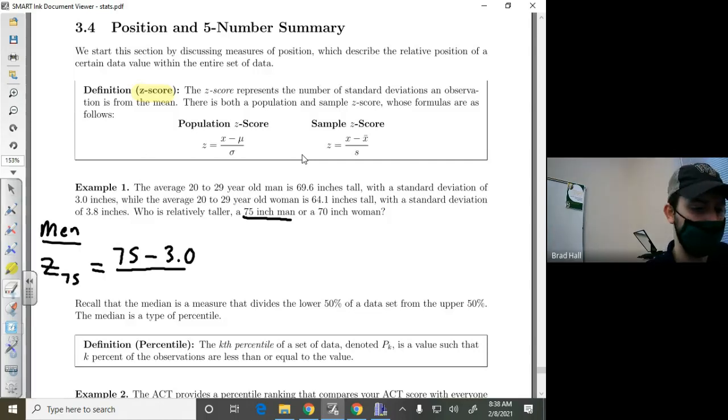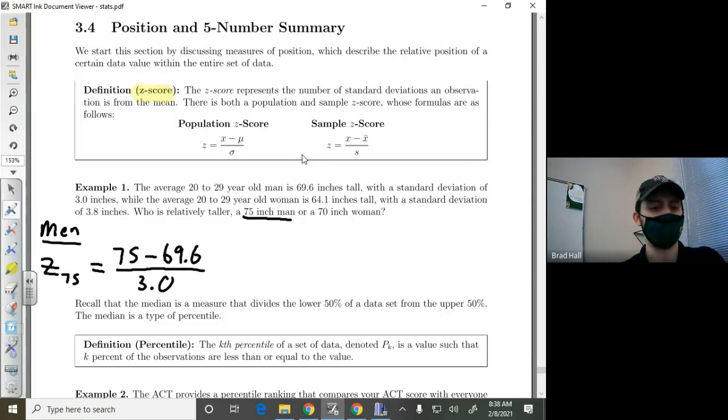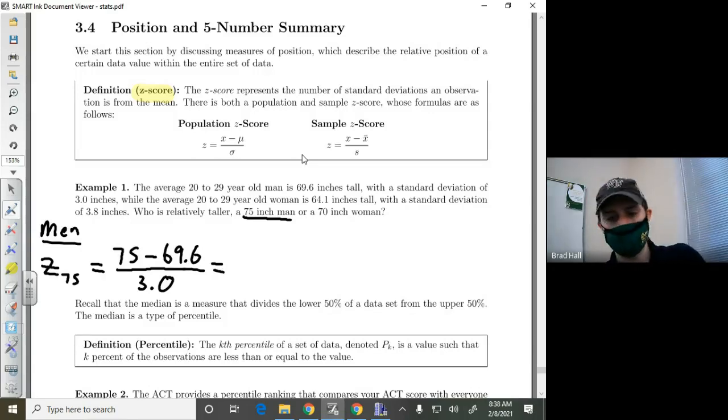Oh, I'm sorry. I got that switched. The mean was 69.6 inches, sorry. And the standard deviation is 3 inches. This quotient will give us the z-score. It's a very simple computation. If you put this all in your calculator at once, make sure you use parentheses.